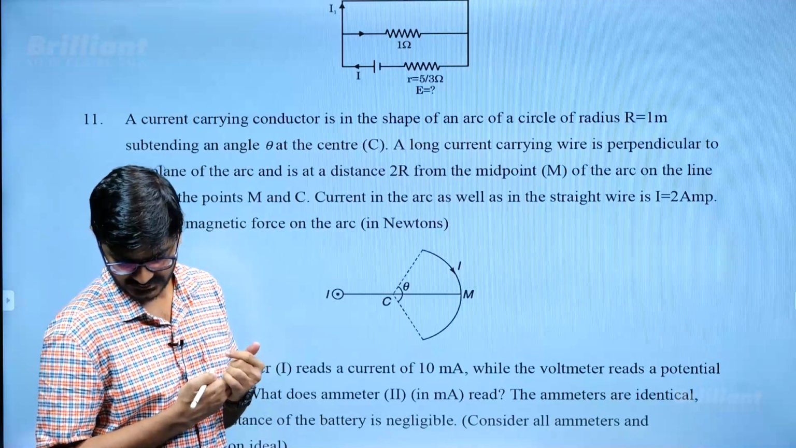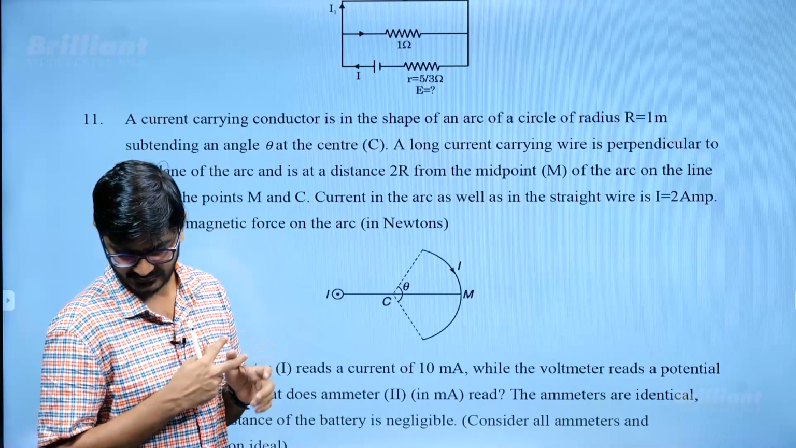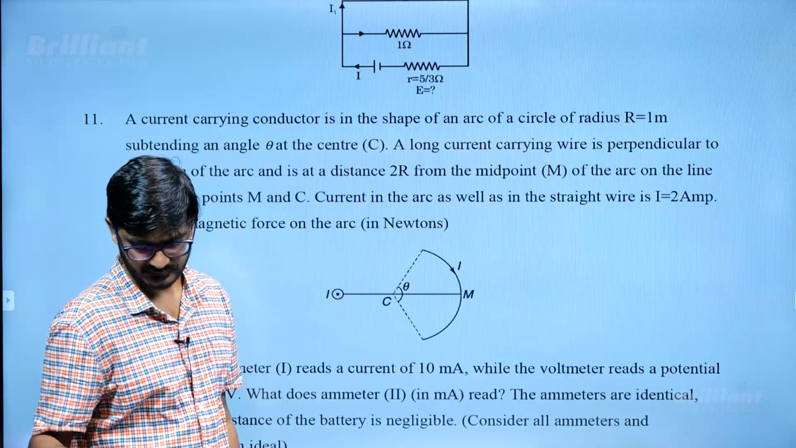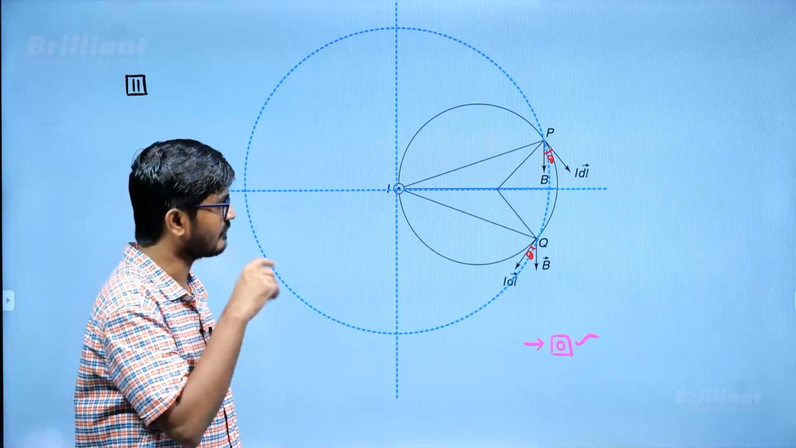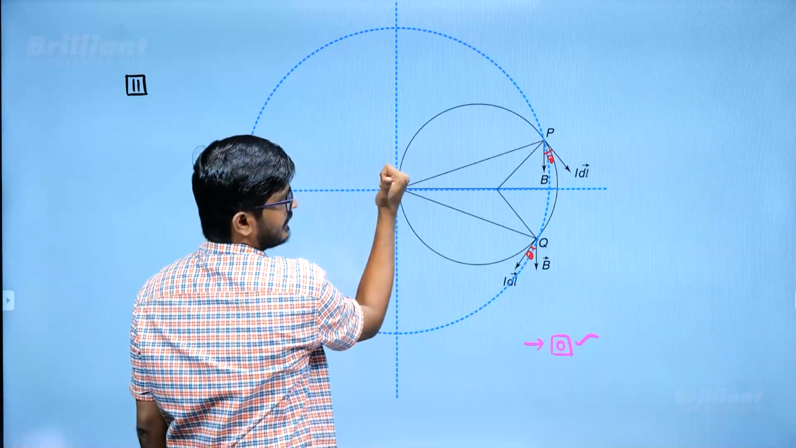Joining points M and C. Current in the arc as well as the straight wire is 2 ampere. Find the magnetic force on the arc. Now this is what they said. The current carrying wire is here.